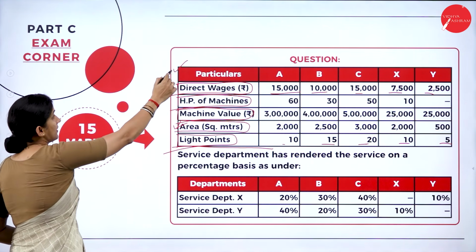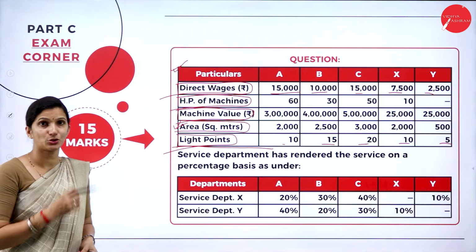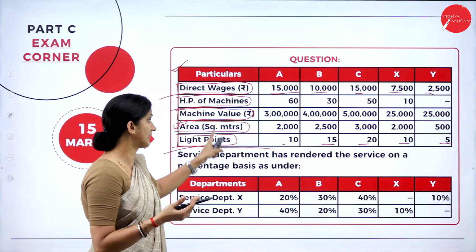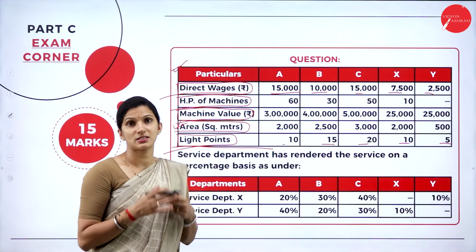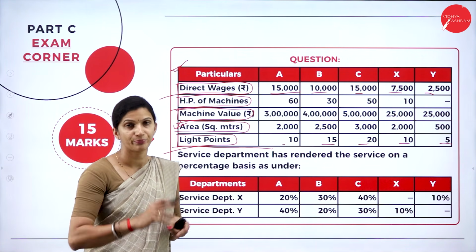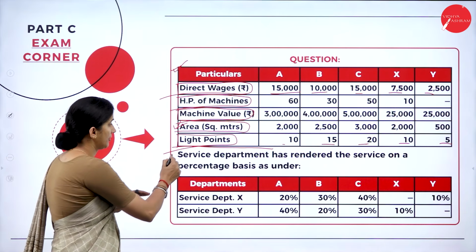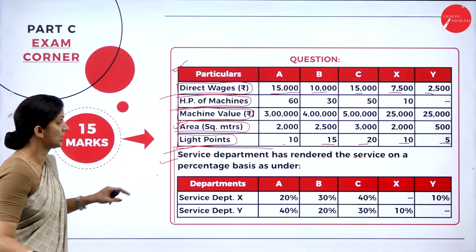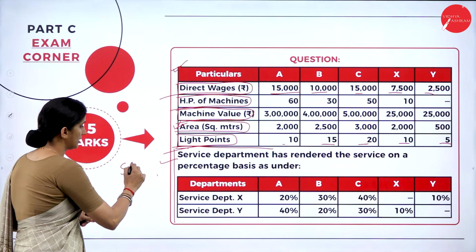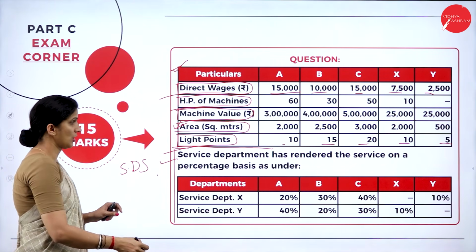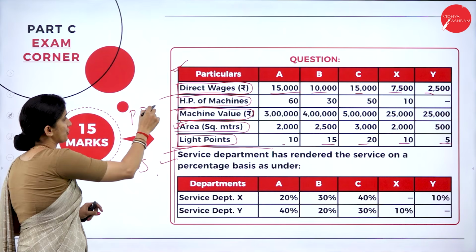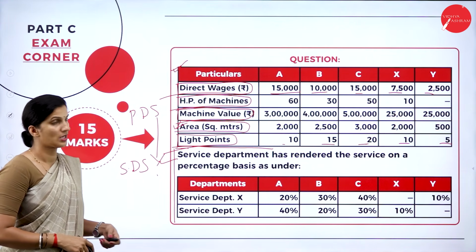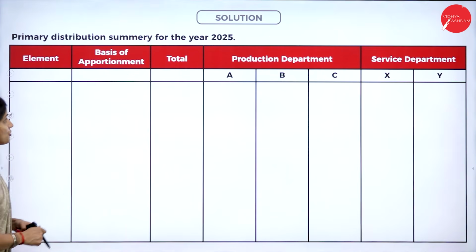So this is the first table that we'll prepare to allocate these expenses. The table that we are going to prepare to allocate this, we call it a primary distribution summary. After that, from these details, we have to prepare another statement, which is called the secondary distribution summary. First we'll prepare the primary distribution summary, and in continuation we'll prepare the secondary distribution. So move on to your solution part.